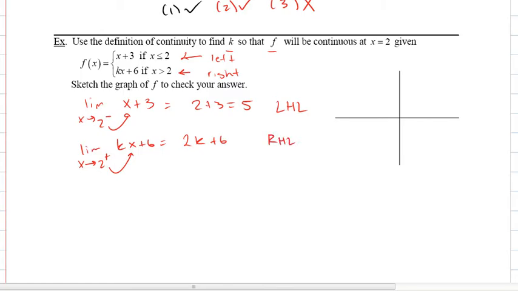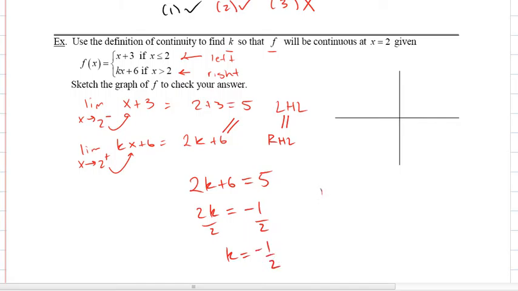Now this function has to be continuous because we need to find the k that makes it continuous. So what does it mean for a limit to exist? The left-hand limit and the right-hand limit are equal. So I'm going to equalize those two side limits. 2k plus 6 is equal to 5. Solve for k. Very simple. Subtract 6 from 5, we have negative 1. 2 over 2, k is equal to negative 1/2.